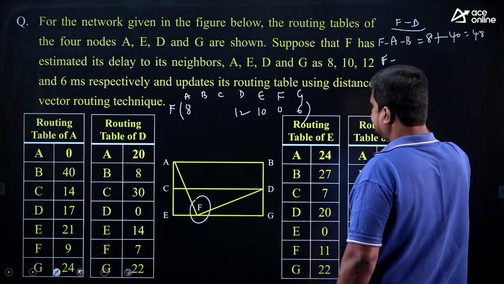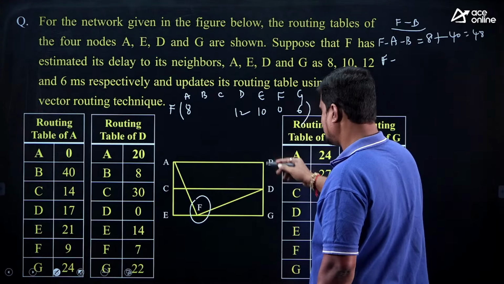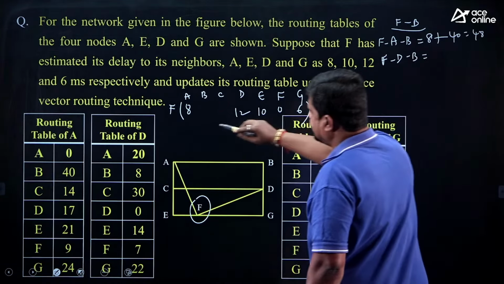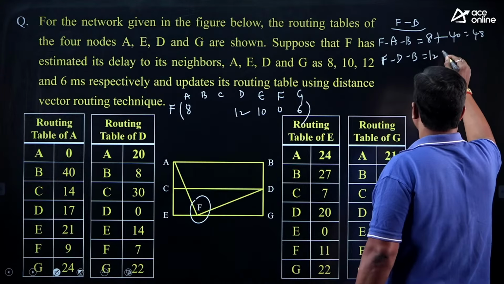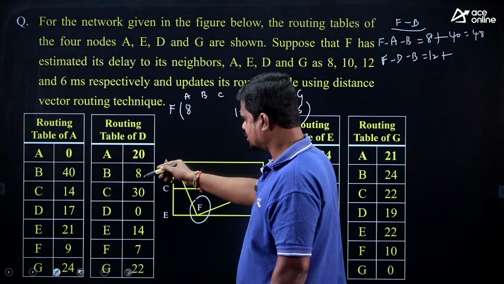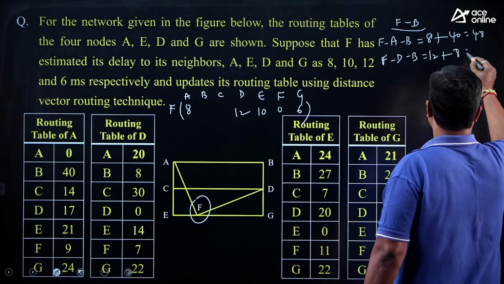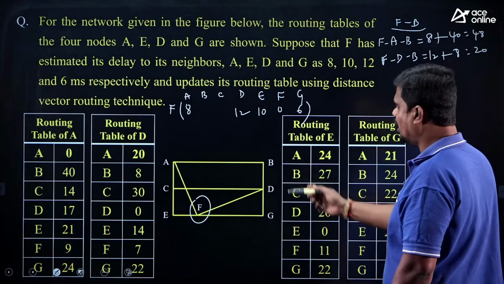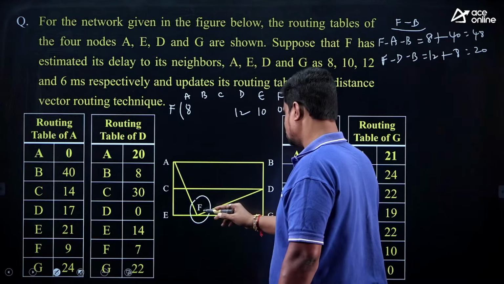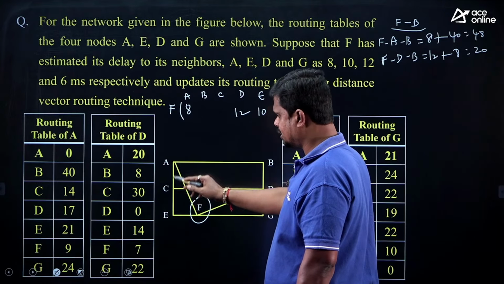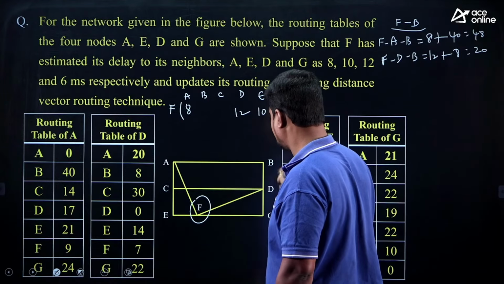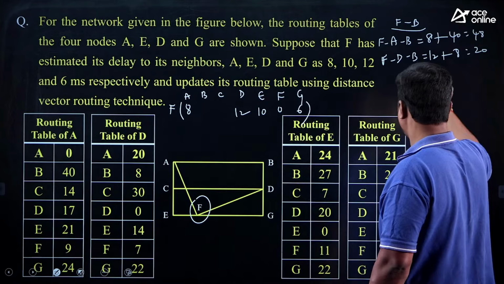Then I can travel from F to D and then D to B. F to D, if you check, it is 12, plus D to B. Where is the D routing table? Yes, here, 8. So which is 20. And for the remaining ones, not directly, I have to travel F to E, then E to C, then C to A, and then A to B, or else F to G, then G to D, and then D to B. But these are not the best paths here.